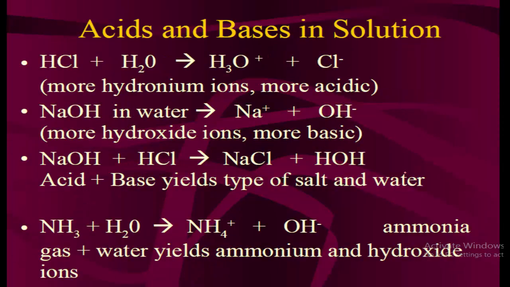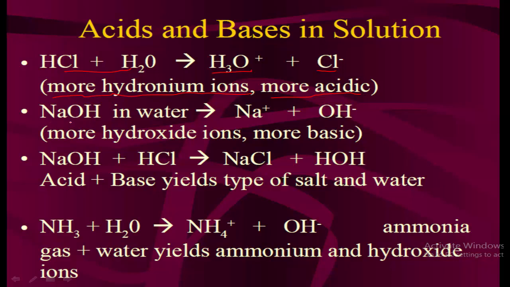So how do acids and bases in solution form ions? When HCl reacts with water, it forms H3O+ and Cl-. H3O+ is the hydronium ion. One note is given here: as the number of hydronium ions increases, the solution will be more acidic. Remember this. The greater the number of hydronium ions, the more acidic the solution.